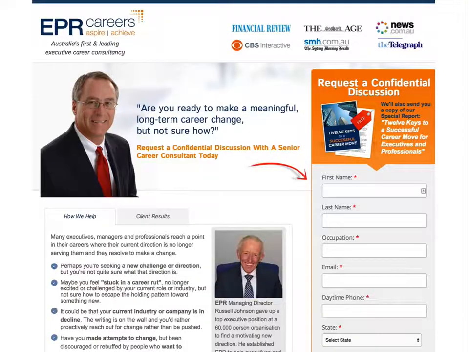Here's an example of an effective bottom-of-funnel offer lead capture page. This is for EPR, a high-end career consultancy dealing with executives and professionals. In the next video, we'll unpack some of the key conversion elements of this page, including headlines, copy, and proof elements, so you can understand what makes it work so well as a bottom-of-funnel offer page.